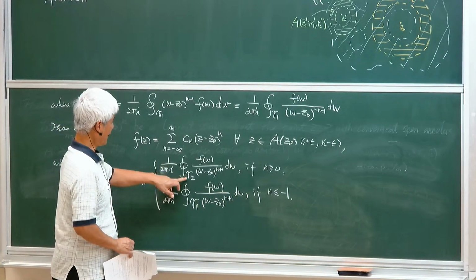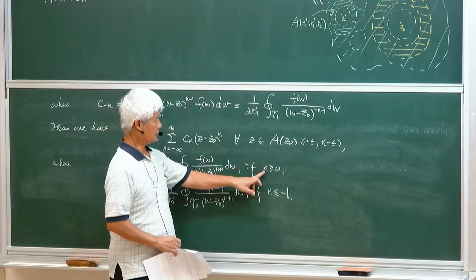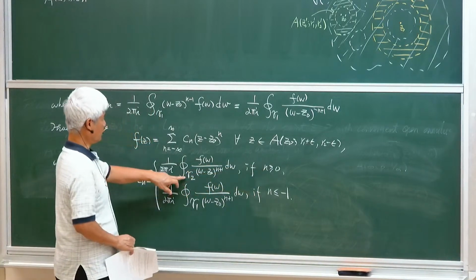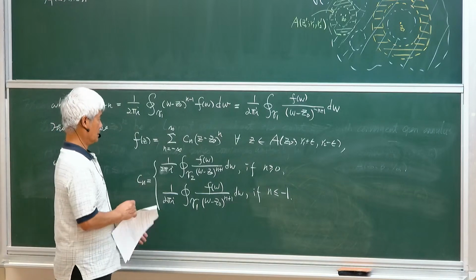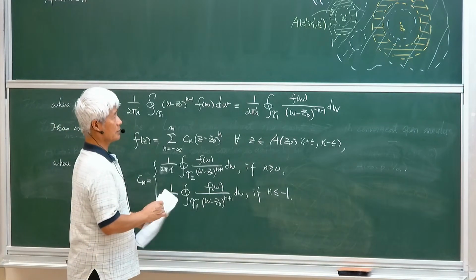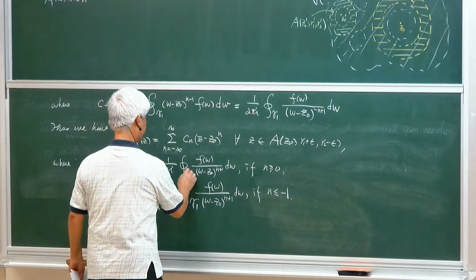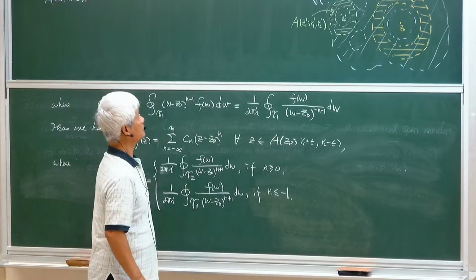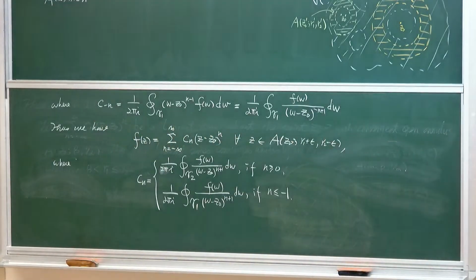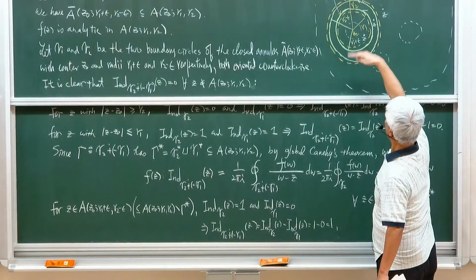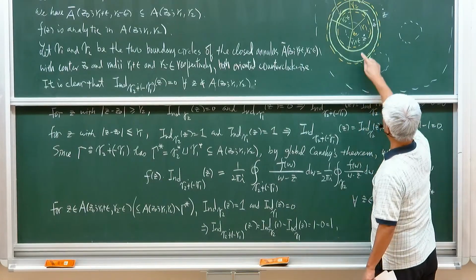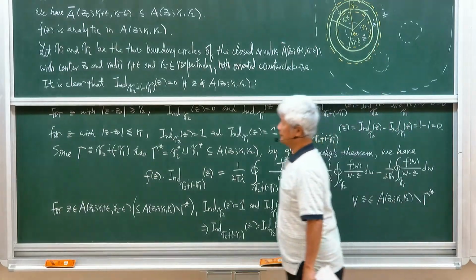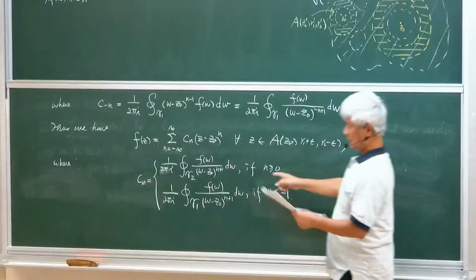So basically you have the same format of the integrand, but over different closed paths. For non-negative n, you integrate over gamma 2, which would be this one, the outer green circle, and gamma 1 will be the inner green circle here. So you have that.